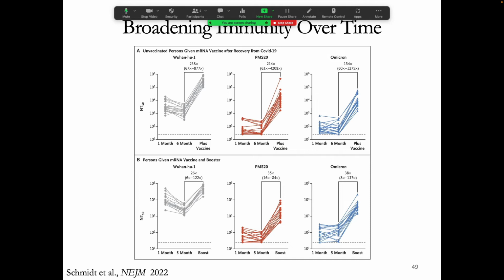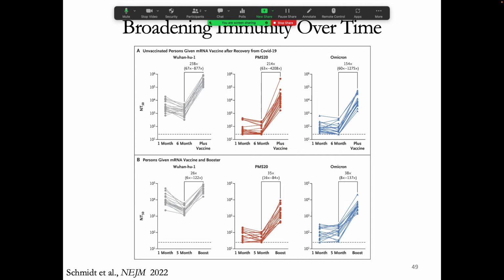And then we look at what happens after boost. So this person got infected and then got vaccinated. This person got vaccinated and then boosted. And you can see we get an increase in antibody levels in both cases. Hooray! But the other data are where things get really interesting.